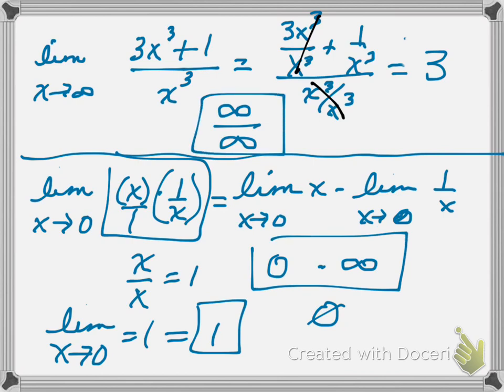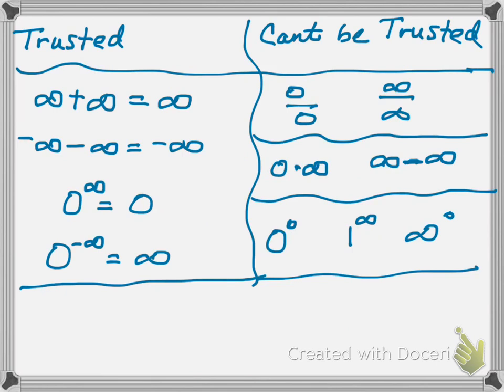This one's an indeterminate form. They can't be trusted to give you the actual limit. And there are several of those forms. Here's a page that you might want to reference back to or take a picture of that tells you all the trusted forms involving zeros and infinities and all the ones that can't be trusted. So if you substitute in and you get infinity plus infinity, no problem.